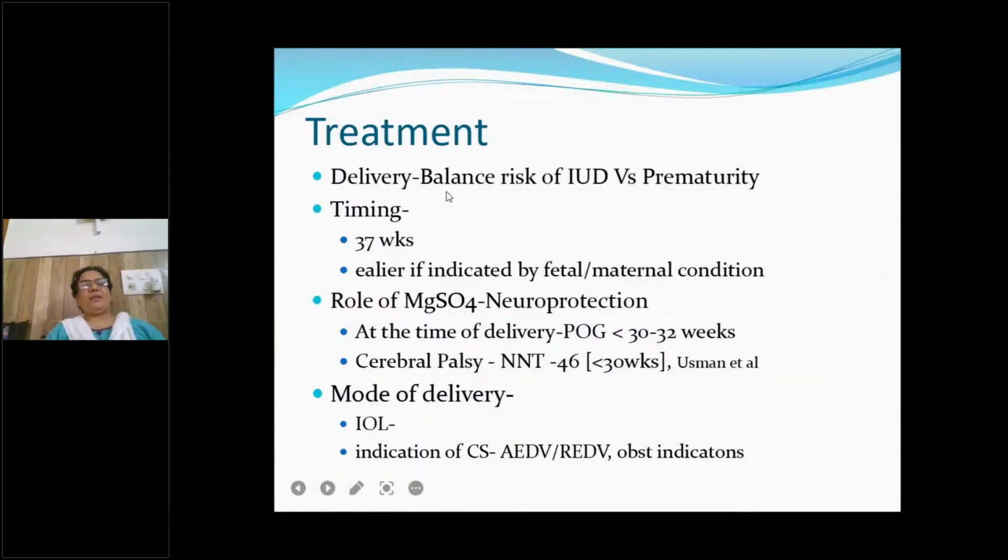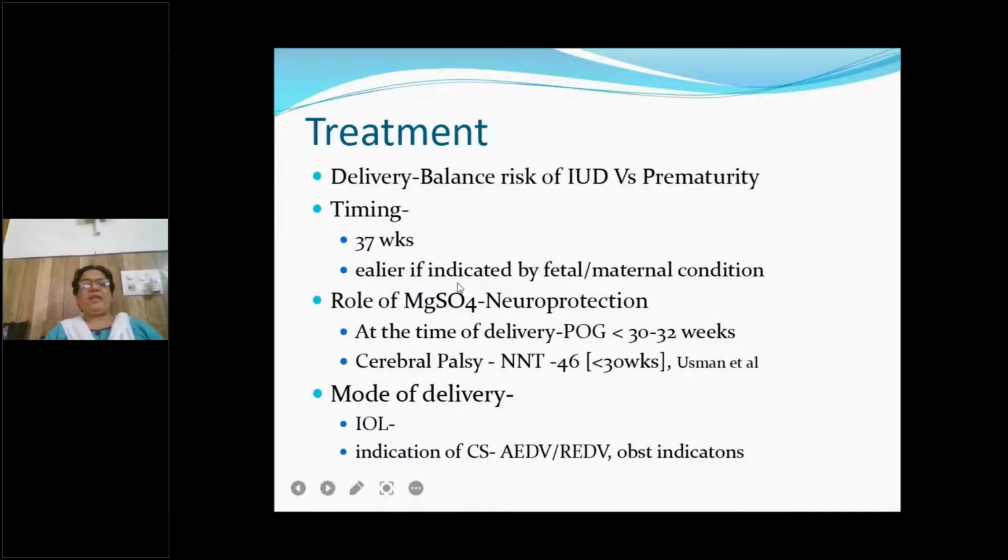So coming to the treatment, it is delivery, because the fetus is not getting adequate nutrition and is in a hostile environment. But the most critical task we have is, if we deliver early, the baby will have problems with prematurity. If we keep the baby inside, there is a risk of IUD. So optimal timing is the most difficult exercise we need to do, which is more difficult in early onset FGR. The recommended timing is 37 weeks if everything remains normal, but the pregnancy may need to be terminated earlier if there is an indication, either fetal, like absence or reversal of end diastolic flow, or the mother has a problem like severe preeclampsia which needs early delivery.